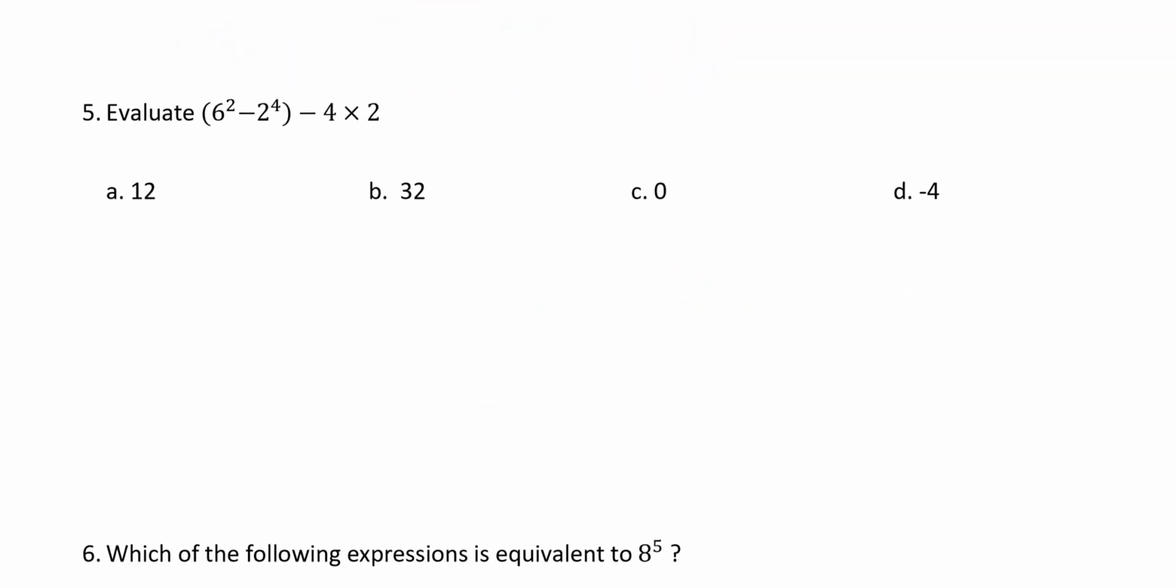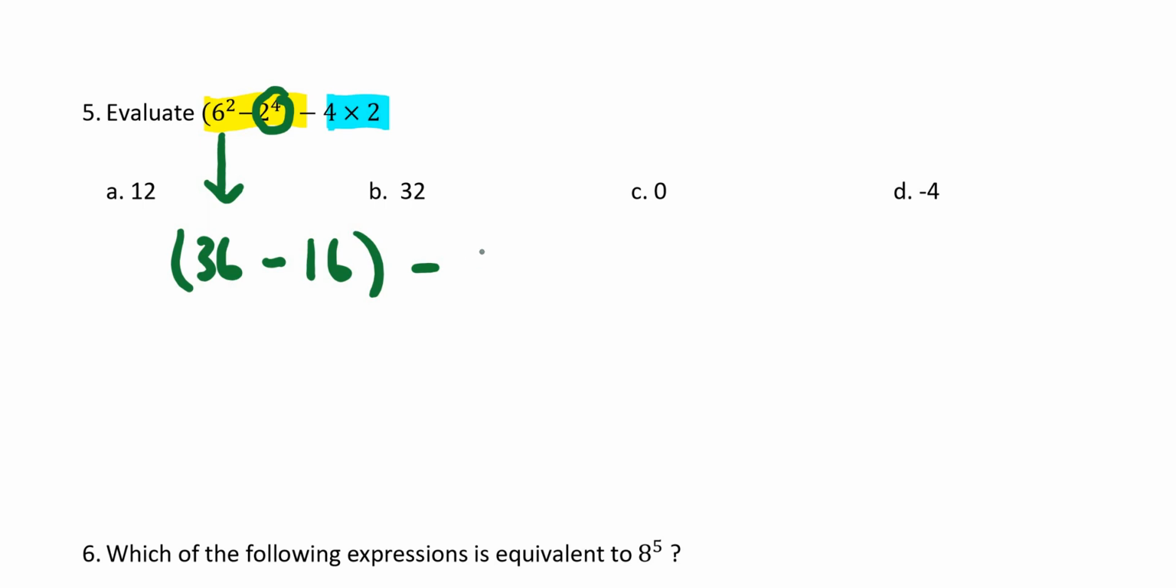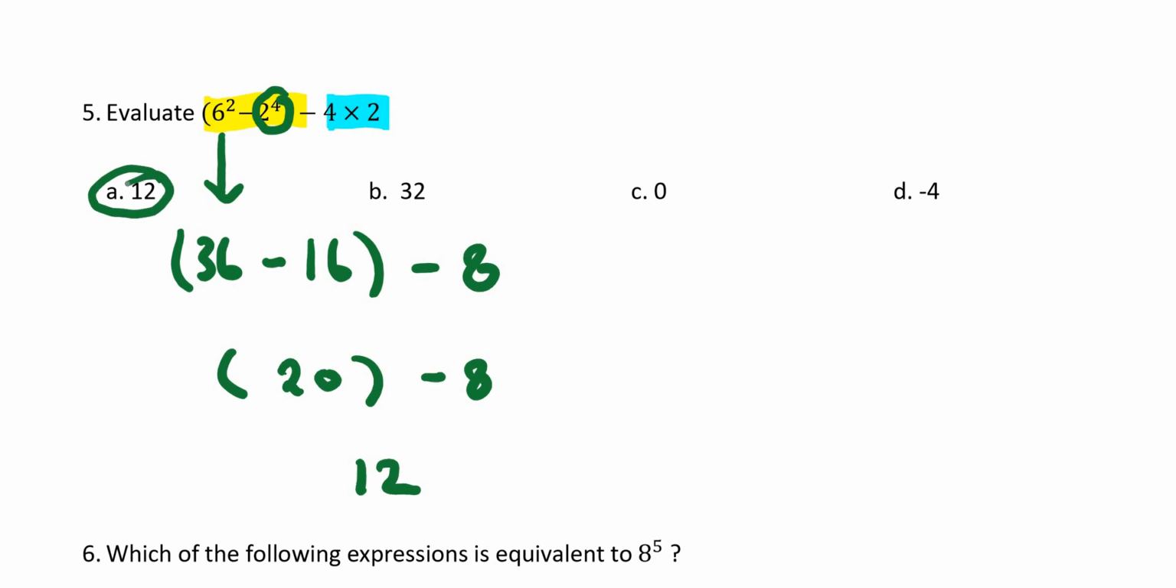So I need to evaluate this. Okay, not too bad. Let's do the brackets first, because in math we always do the brackets first. So 6 squared is going to be 36, minus 2 to the power 4, which is going to be 16. So this is going to be 36 minus 16, minus, and then we have 4 times 2, and 4 times 2 is going to be 8. Then we just compute what's in the brackets here. So 36 minus 16 is going to give us a nice answer of 20, and 20 minus 8 is going to be 12. So the final answer here is going to be 12.